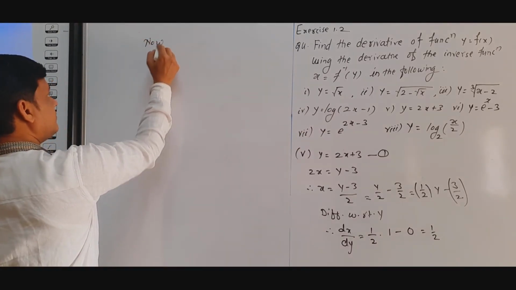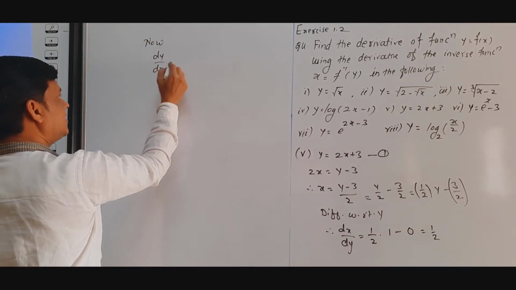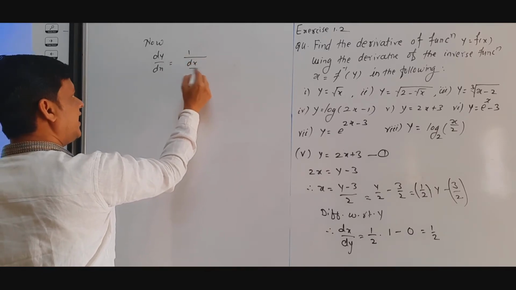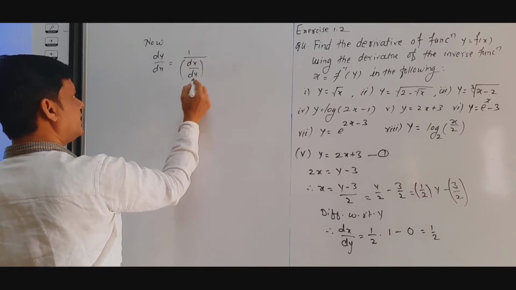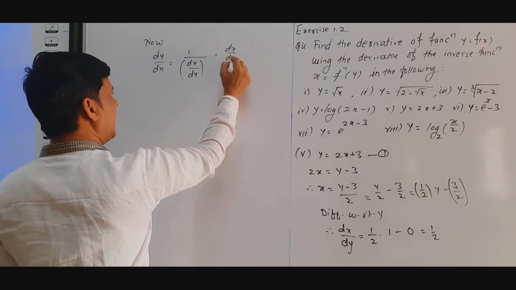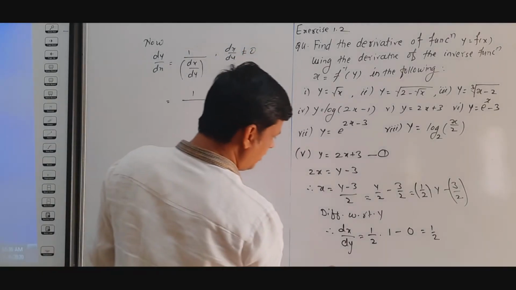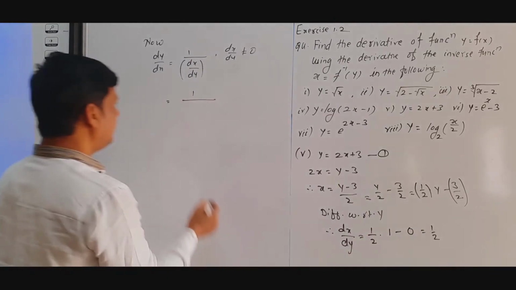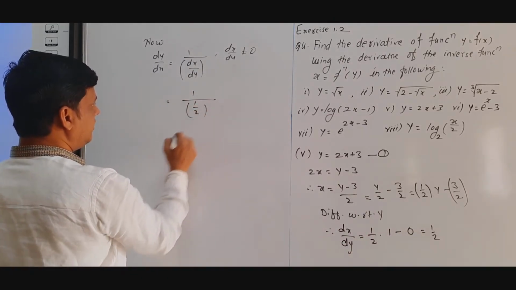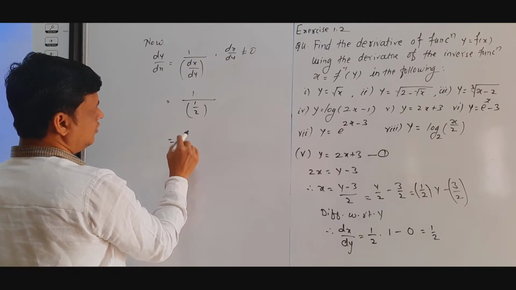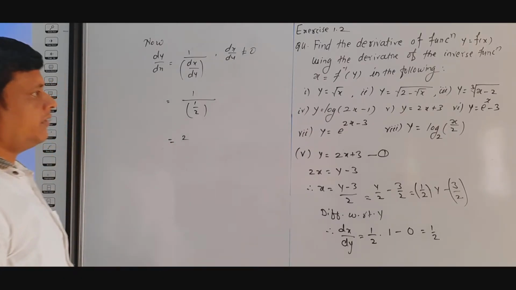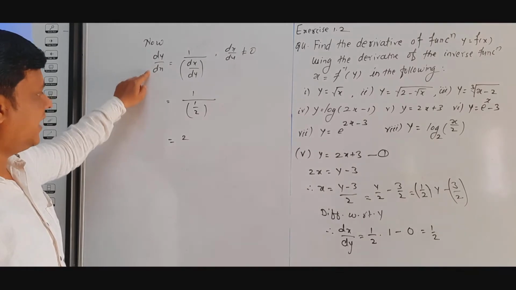Now dy by dx is equal to 1 upon dx upon dy. Dx upon dy not equal to 0. So we write here 1 upon dx upon dy, that is 1 by 2. So we write 1 by 2, that is equal to here 2. So in this way we find dy by dx, which is 2.